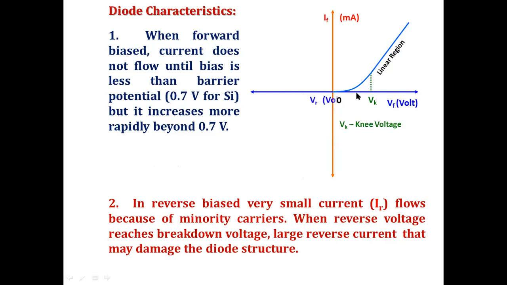Knee voltage is there here. Knee voltage means that once the current reaches this point and conduction occurs, later if you reduce the voltage it will not come back like that, you know.